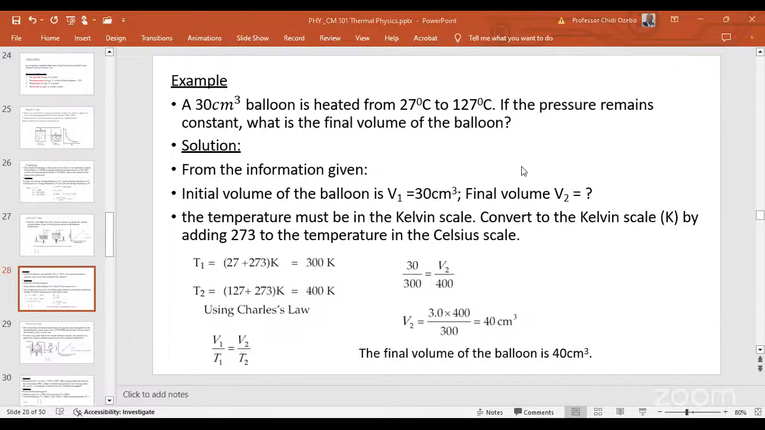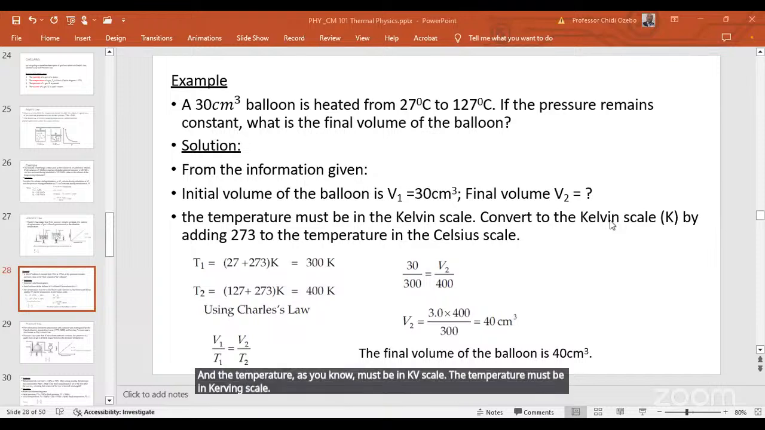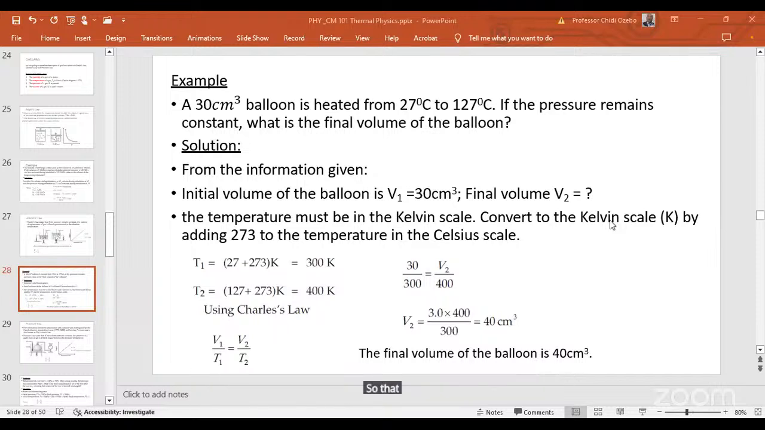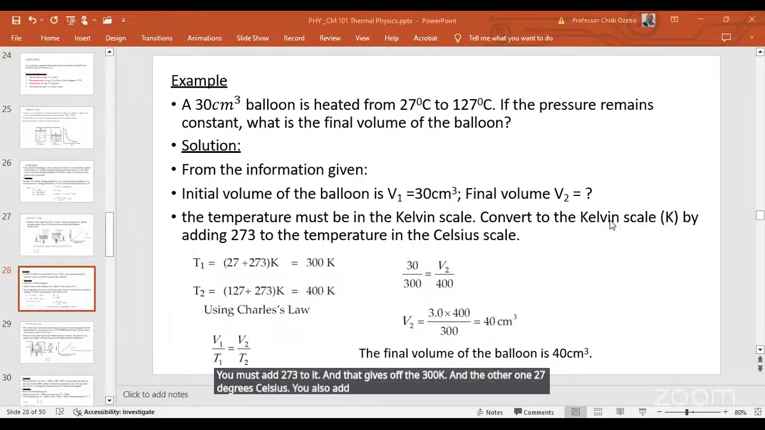So, from the information given, the initial volume V1 is 30 centimeter cube, and the final volume V2 is what we are looking for. The temperature, as you know, must be in Kelvin scale. So that temperature there, which is 27 degrees Celsius, that's the T1. You must add 273 to it, and that gives 300 Kelvin. And the other one, 127 degrees Celsius, you also add 273 to it, that gives 400 Kelvin.